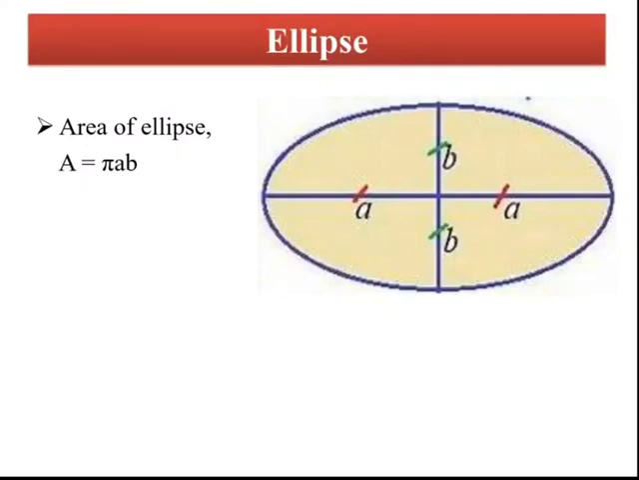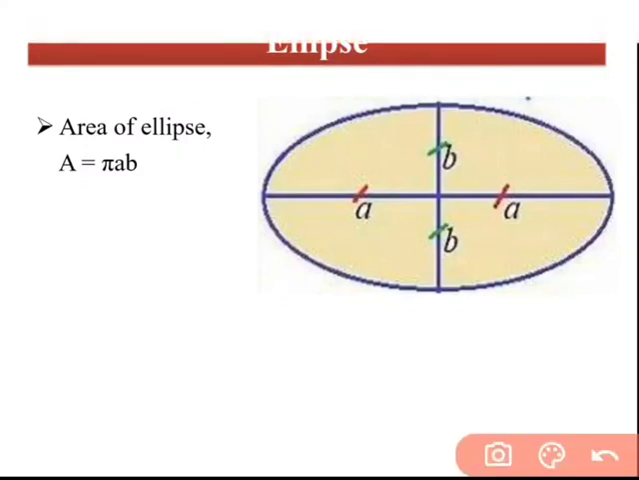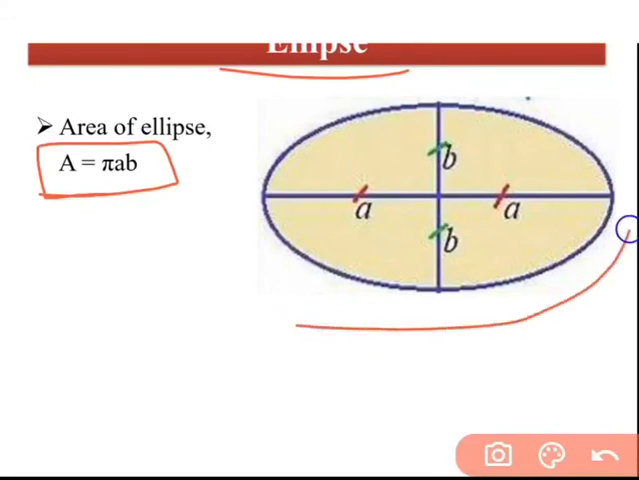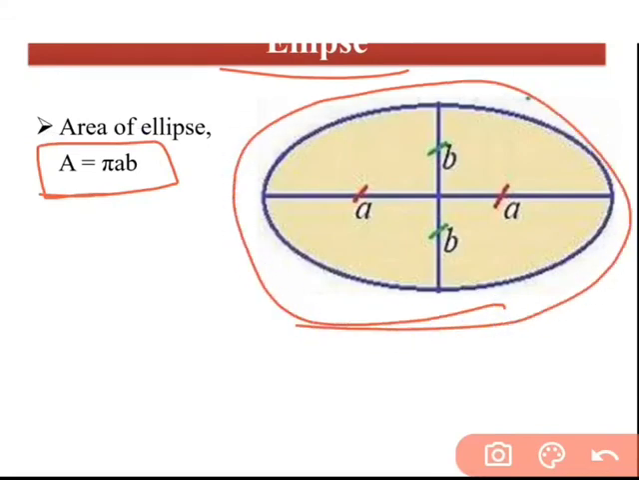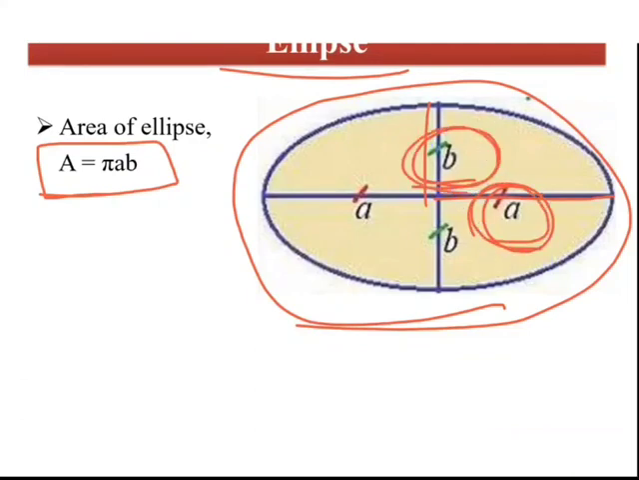Now the last object is the ellipse. The area of an ellipse A is equal to pi a b. This is the figure of an ellipse. This distance is small a and this distance is indicated small b. So area of ellipse A is equal to pi into a into b.